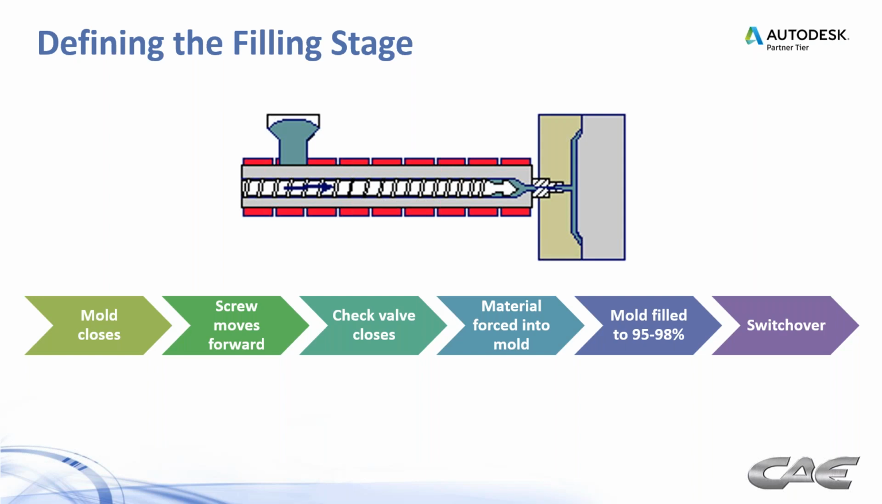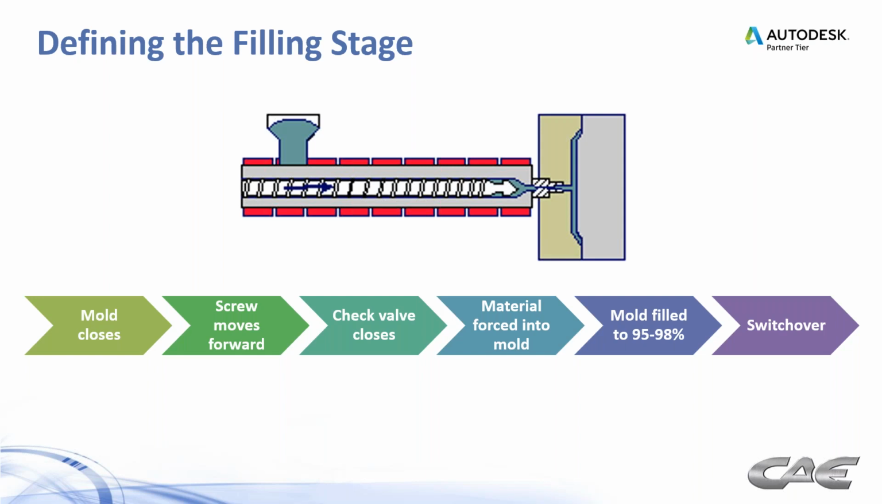So we have the injection mold hung in a molding machine. You see the screw and barrel system with the hopper feeding raw material into the screw and barrel system. The mold closes, the screw moves forward. As that screw starts to move forward, the check valve closes and it keeps material from moving back into the screw and barrel system where material is being heated up, both by friction and by heater bands. And then that material is forced into the mold as the screw moves forward at some prescribed speed.